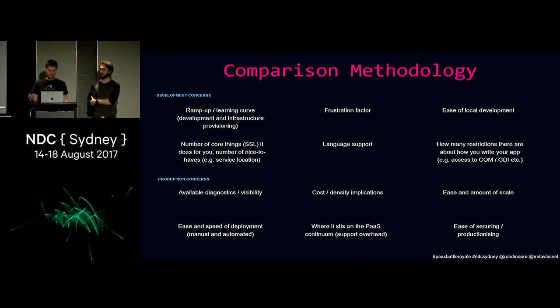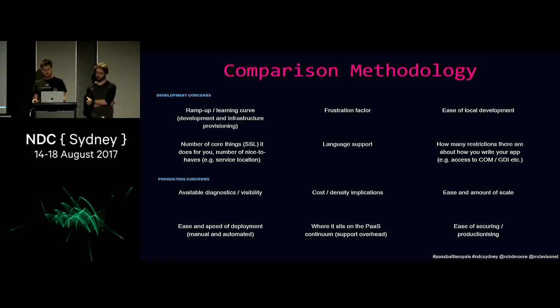But in terms of development concerns, we're looking at things like ramp up and learning curve, both of just the development process, but also the ability to provision infrastructure. The frustration factor, which is kind of like once you're ramped up, how annoying is it to use that service for the type of workload that you're trying to build? Ease of local development. If you can't just F5 something locally, if you have to deploy it to be able to see what's going on when you change something, for instance, then that's really frustrating. It really kind of adds a lot of latency to the development process.